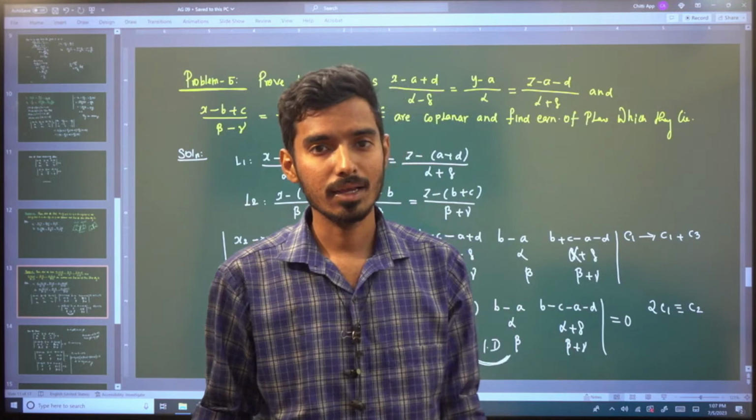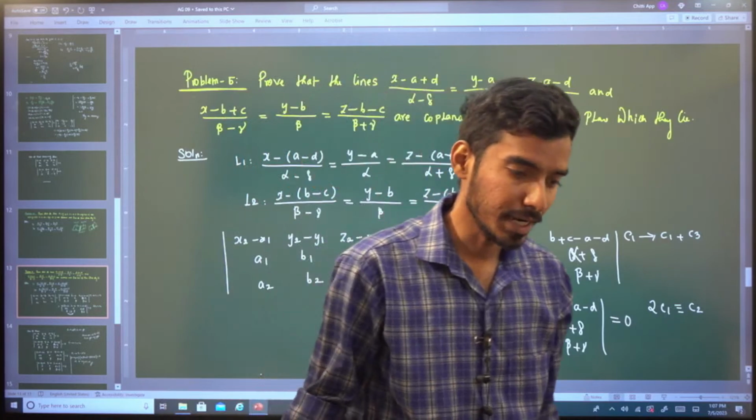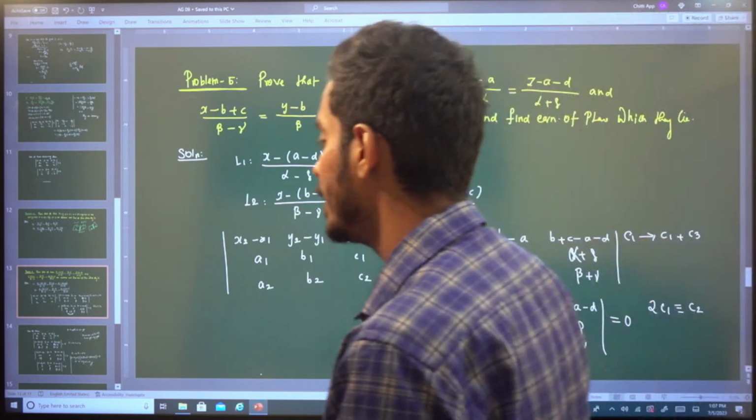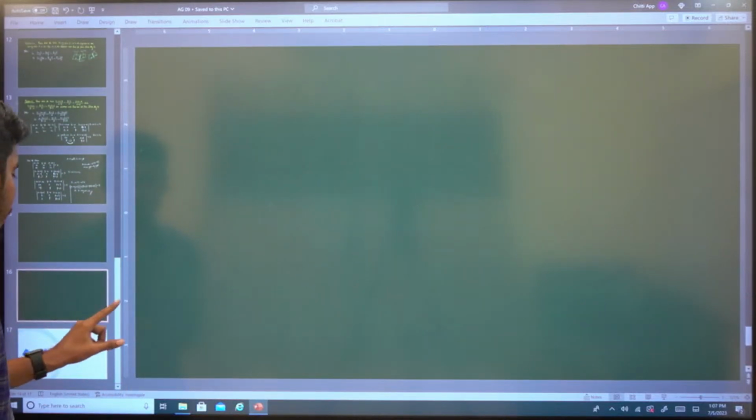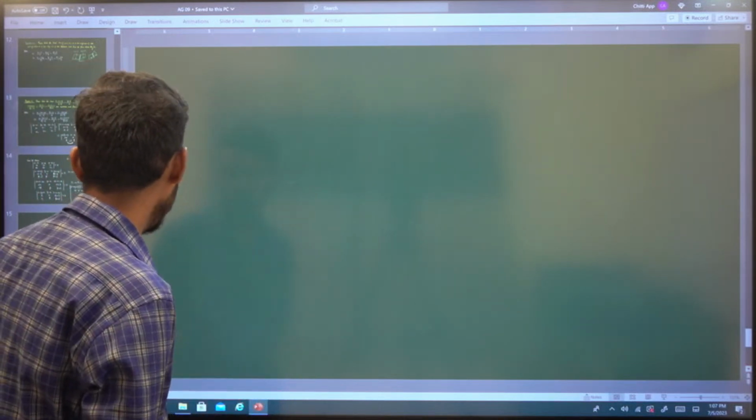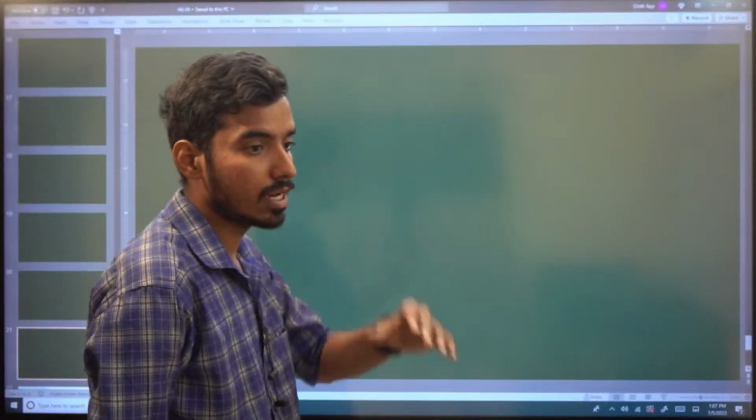For non-coplanar lines, that means they are called skew lines. If they do not intersect, they are called skew lines. Now for skew lines, we will be finding the shortest distance between the two lines, right? So whenever they give two lines and ask us to find the shortest distance, it has to be skew lines only. If it is coplanar, obviously they will intersect, because at that point both are intersecting, and the shortest distance will be zero only.